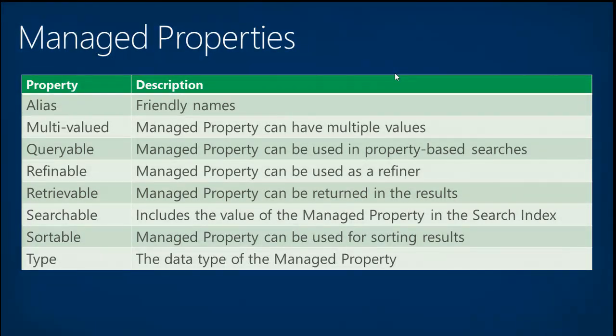So if you want to be able to query it, then it has to be queryable. If you want to be able to use it in a refiner, it has to be refinable. If you want to be able to bring it back as a search result and show it as a search result, it has to be retrievable. You get the idea. And so if you've done some 2010 work, this could throw you at first because you'll be like, how come my managed property isn't bringing back any results? Well, maybe you haven't tagged it as a queryable managed property. So just look out for that.